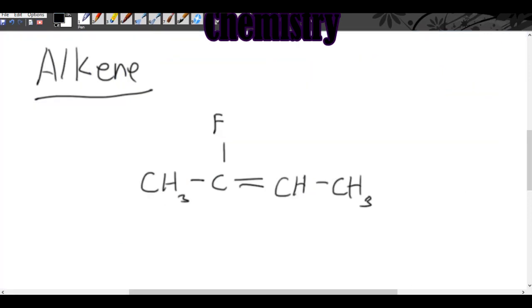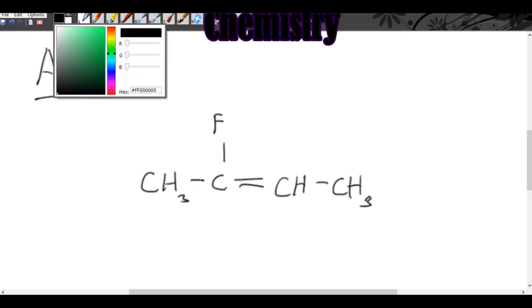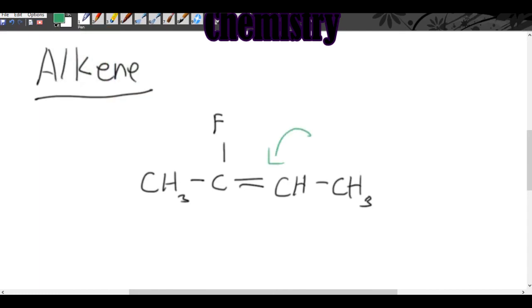Okay, so let's go for alkene. In this case, we have 1 double bond. I'm going to use green this time. This one here is a double bond, and we've got our fluorine.